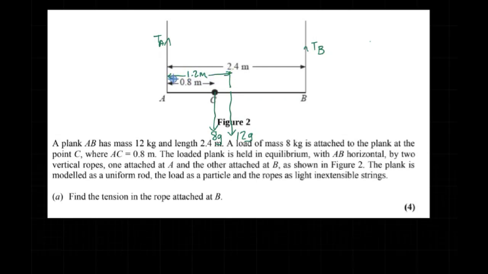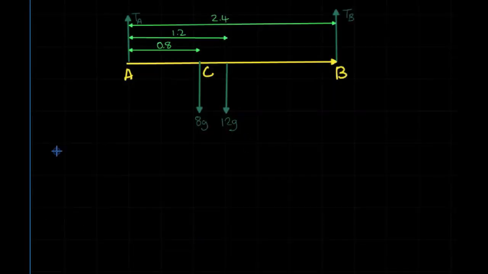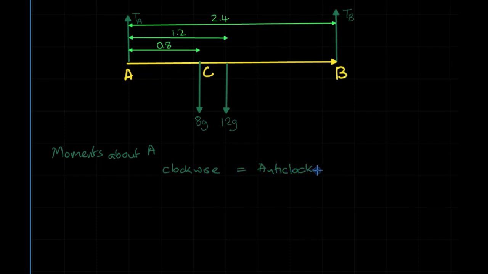I've simplified everything onto a diagram here, and now I'm in a position to take a moment balance. We're told the system is in equilibrium, so we know that the clockwise moment must be equal to the anti-clockwise moment. So let's take moments about A. Which forces give the clockwise moments? It's the 8G and the 12G, so let's work out the moments. Force times distance, so we've got 8G times 0.8 and 12G times 1.2, and that must equal the anti-clockwise moment, which is the tension at B times 2.4.